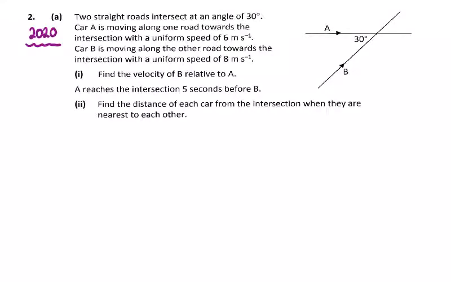This is the 2020 relative velocity question. You have A moving towards the intersection along a straight line and B coming in at an angle of 30. So let's write the velocity of A and B out here. You know that's what we're going to need.